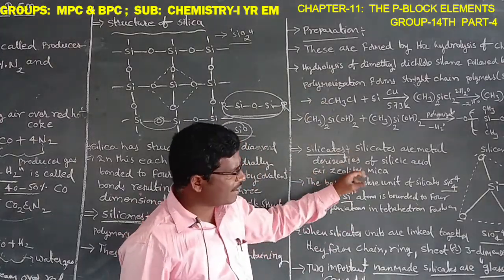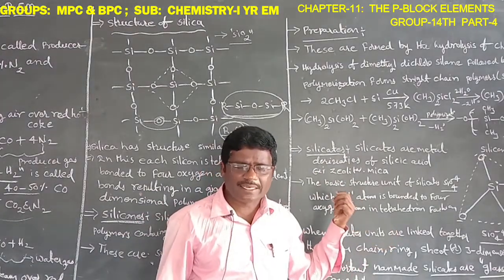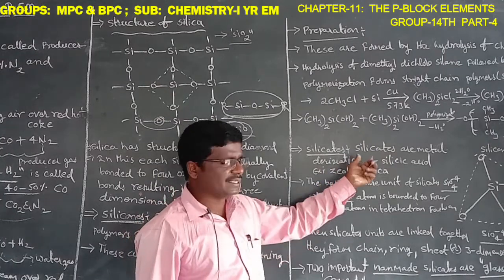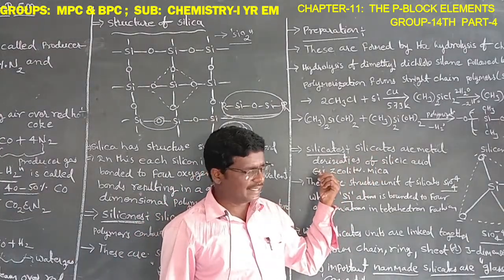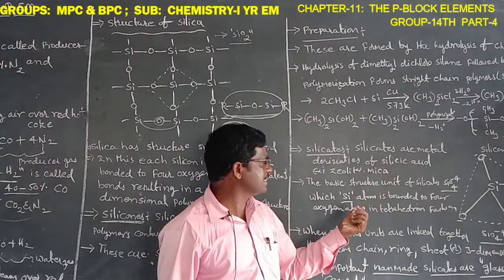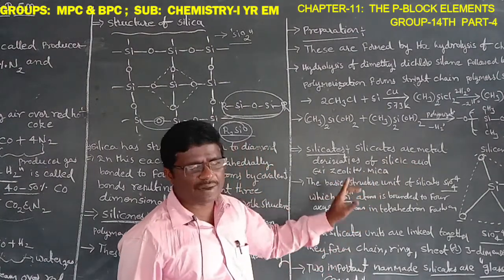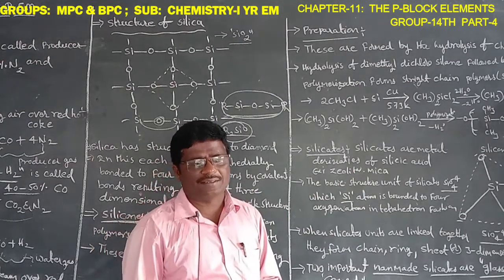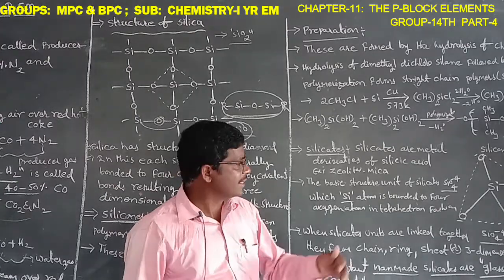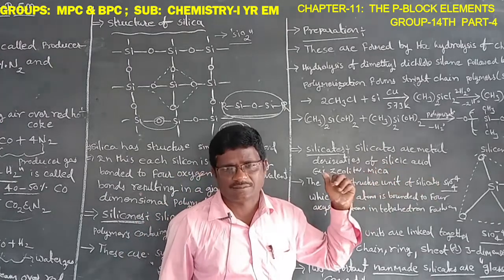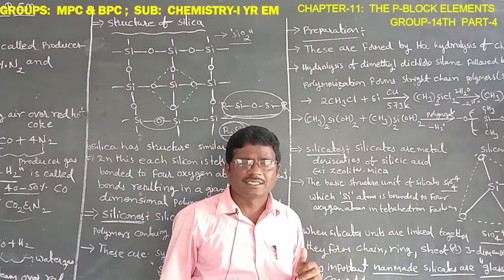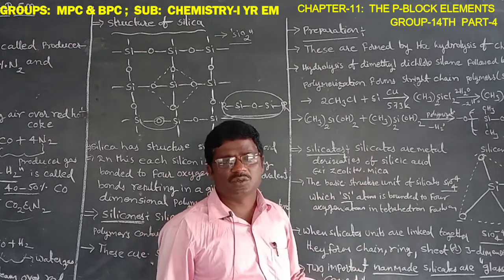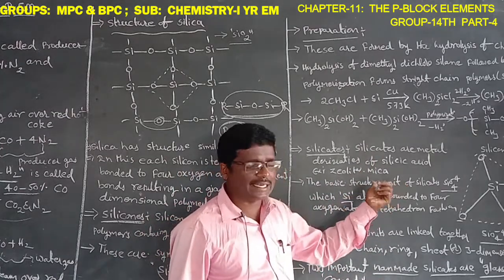Silicates are metal derivatives of silicic acid, for example zeolite or mica. Silicates are also known as metal derivatives of silicic acid. Orthosilicic acid is the silicic acid here. These are known as silicates, the metal derivatives of silicic acid.